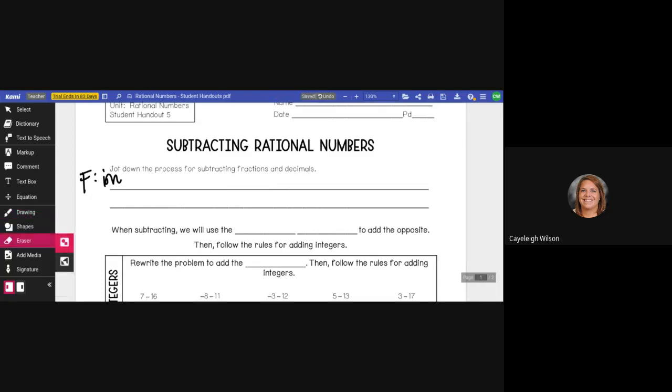Sorry, here I am already messing up. I've never used Cami before, so this is new to me.